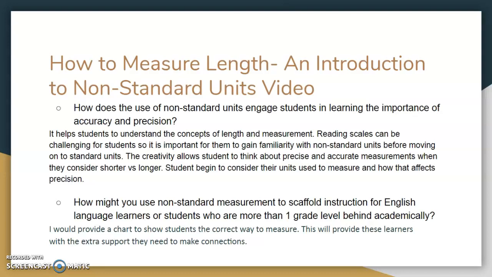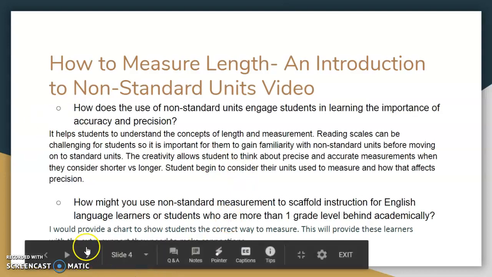Well, I think the best way to approach this is to provide visualization for these students. I would provide a chart to show students the correct way to measure. Sometimes they need a little extra support. This will provide these learners with the extra support they need to make those connections. Sometimes they might not understand your explanation and could benefit from seeing an image to help guide them.